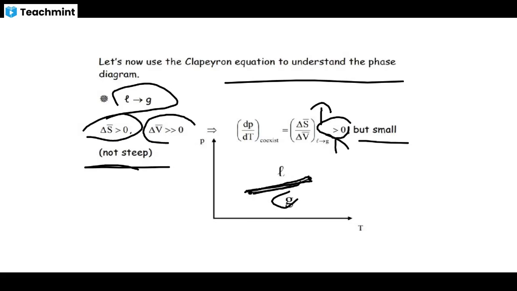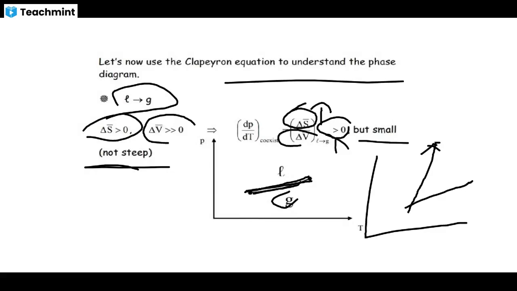So the line should have a slightly positive slope but not steep. If you get a higher positive value, you get a steep line. Here it is very small, because this is greater, this is also greater, and simultaneously the volume change is very much greater. Then you get a positive value but very small, so this line should be like that.